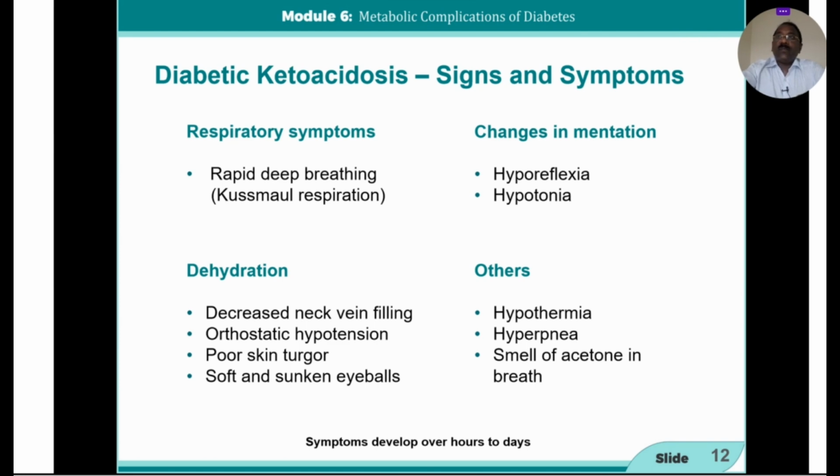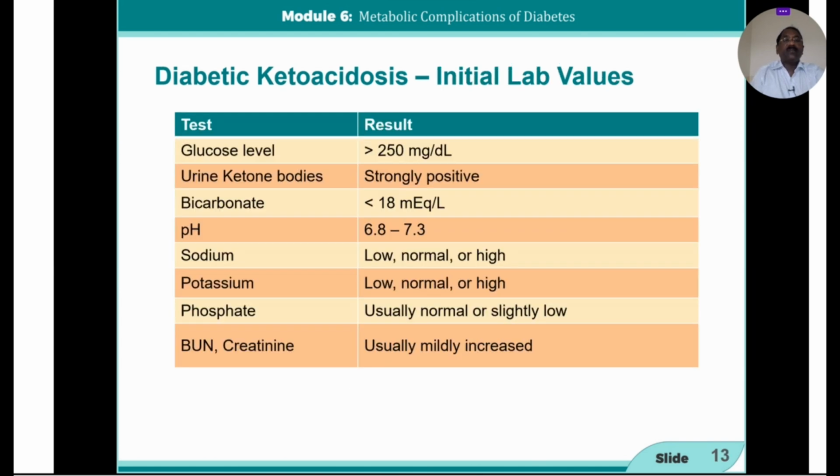Changes in the mentation, hyporeflexia, hypotonia, dehydration, decrease in neck vein filling, orthostatic hypotension, poor skin turgor, soft and sunken eyeballs. Others, you will have hypothermia, hyperpnea, smell of acetone in the breath. All these symptoms develop over hours to days. So we have different symptoms: some gastrointestinal, some respiratory, some neurological, some dehydration symptoms, etc. Then the lab results help you diagnose it's a DKA.